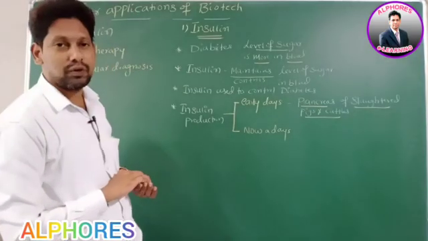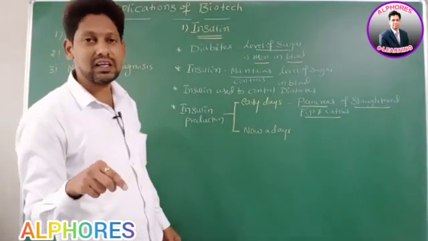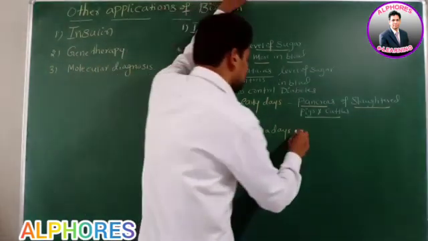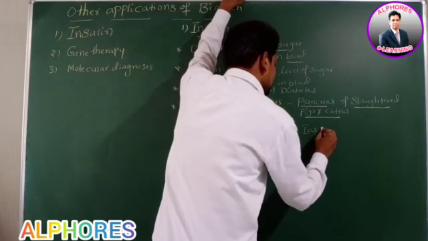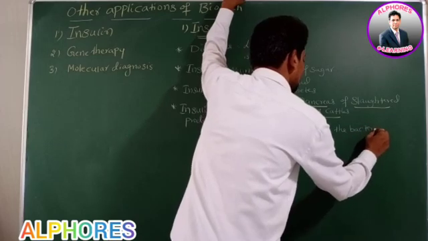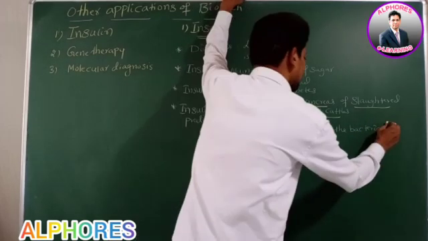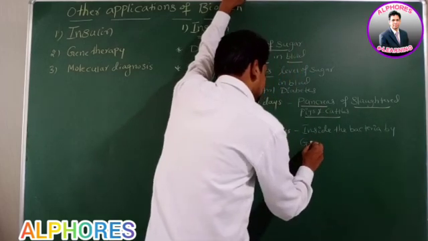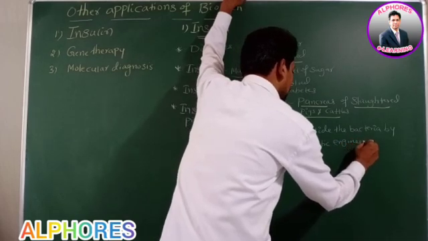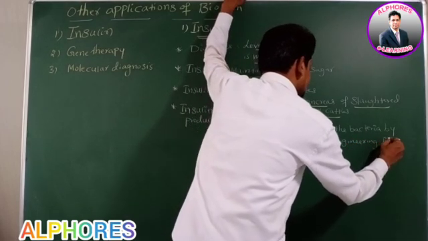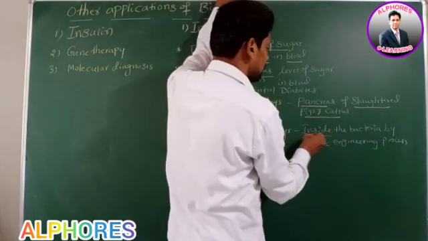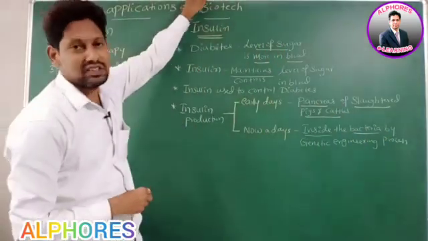But at present, nowadays, this insulin is produced inside E. coli bacteria by genetic engineering process. Therefore, nowadays insulin is produced where? Inside the bacteria, by genetic engineering process. By which process? Genetic engineering process. Therefore, nowadays this insulin is produced inside bacteria. Is this statement okay?